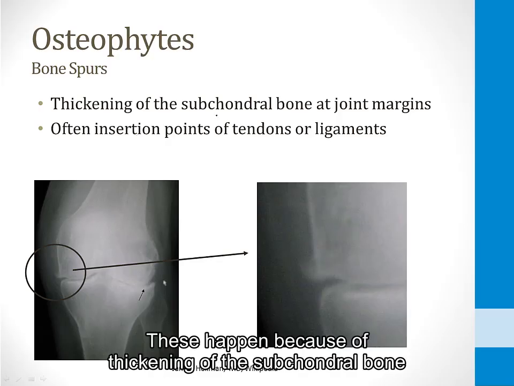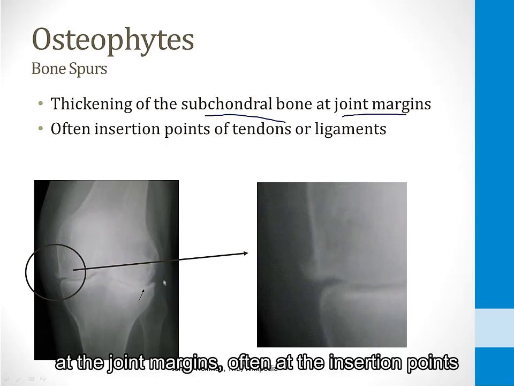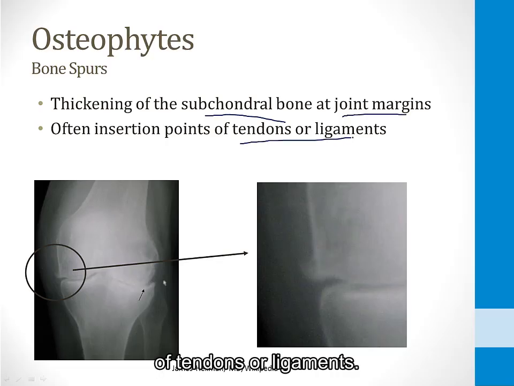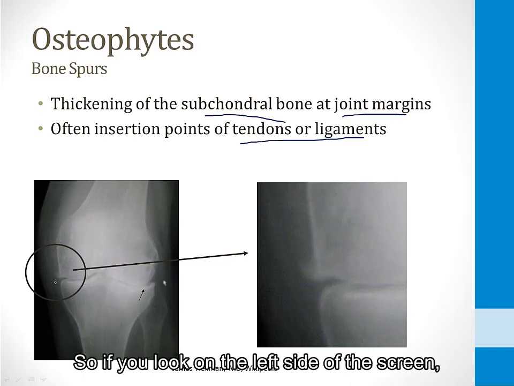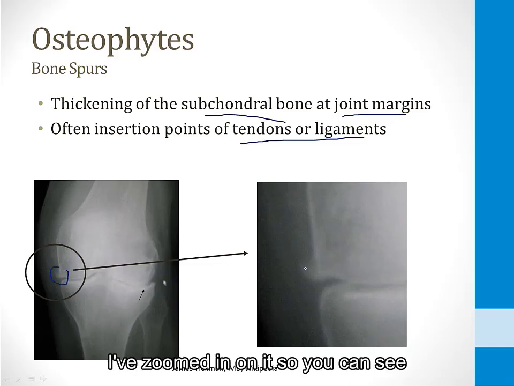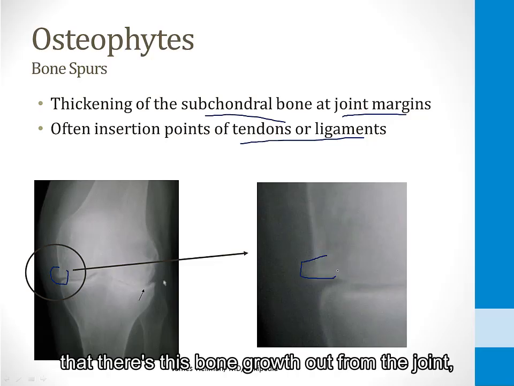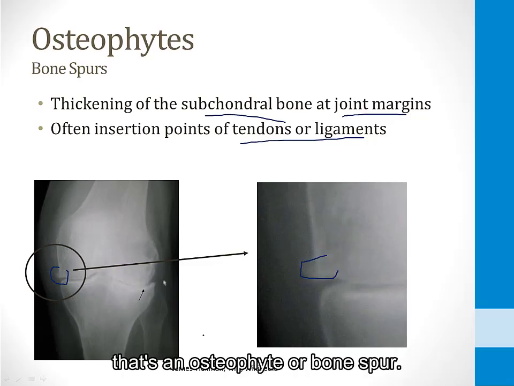These happen because of thickening of the subchondral bone at the joint margins, often at the insertion points of tendons or ligaments. So if you look on the left side of the screen, there's a bone spur right here. I've zoomed in on it so you can see that there's this bone growth out from the joint. That's an osteophyte or bone spur.